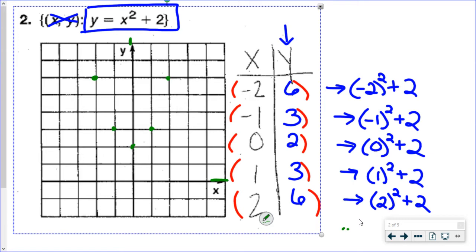Now I'm going to make this parabola, which means it goes down and curves. It is not a point. It doesn't make a V. It's a curve. That's what a parabola is. A parabola looks like this or looks like this. It does not make a V. So that's our answers for number 2.